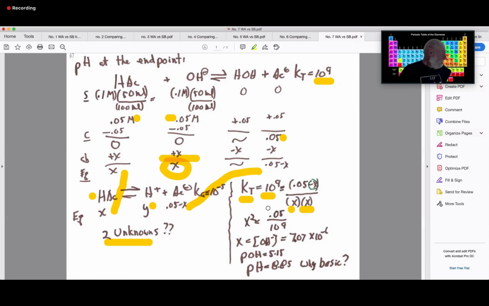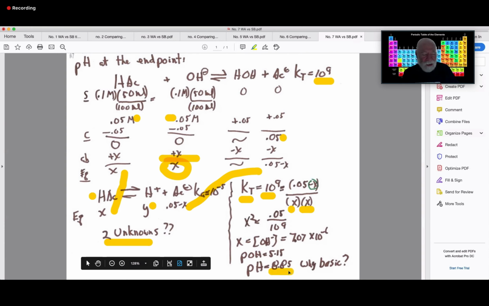Now I've got an interesting question for you. If this is the end point, how come the pH isn't 7? How come it's 8.85? Isn't that kind of weird? It's supposed to be neutralization, and yet we get a basic pH. Anybody have any ideas why that would be so?